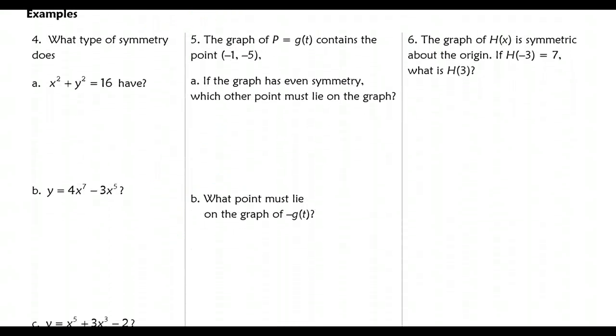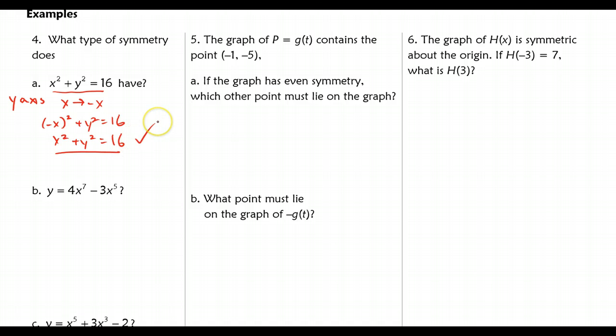Here, in number 4a, it asks what type of symmetry x squared plus y squared equals 16 has. If we want to check if it's symmetric about the y-axis, we are going to plug in x as now negative x. When I plug this in, if I get the exact same outcome, x squared plus y squared equals 16, then I know that it's symmetric about the y-axis. So I plug in negative x, and I still get the exact same function that I started with. So this is reflected, or it's symmetric about the y-axis.